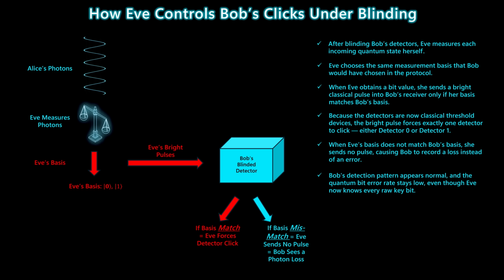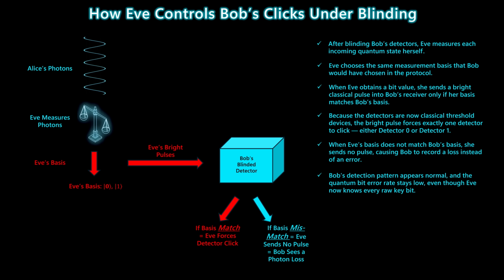Eve begins by measuring every incoming photon from Alice. She chooses her measurement basis in exactly the same way Bob would have chosen his basis in the protocol. Whenever Eve obtains a definite bit value, she prepares a bright, classical pulse and sends it into Bob's receiver, but only when her basis matches Bob's basis. Because the detectors are blinded, these bright pulses force exactly one detector to click, either detector 0 or detector 1. The outcome is entirely determined by Eve, not by the original quantum state that Alice prepared.